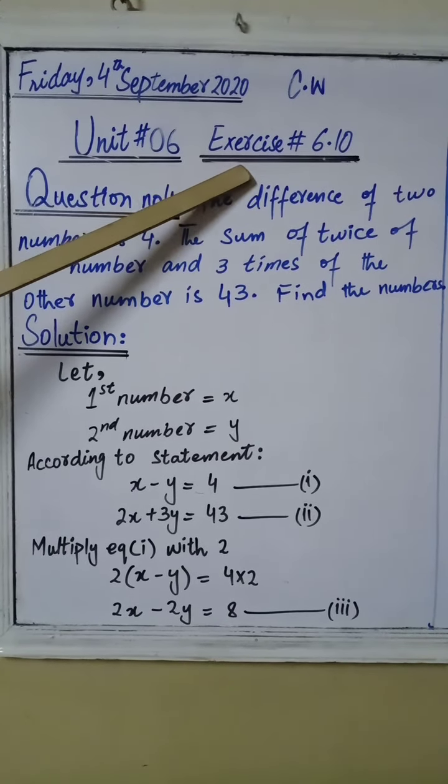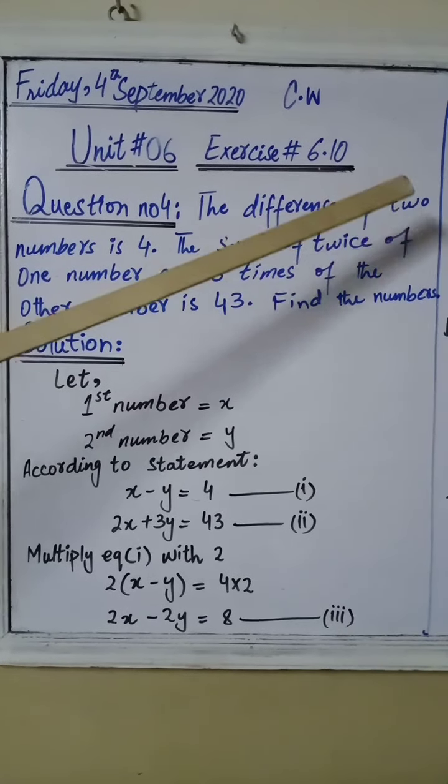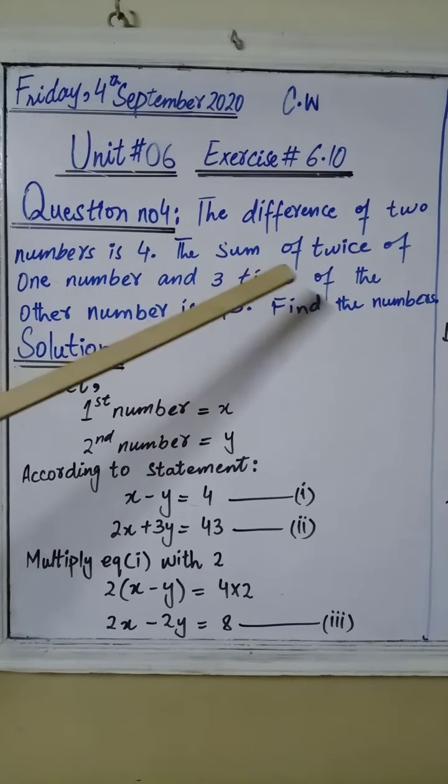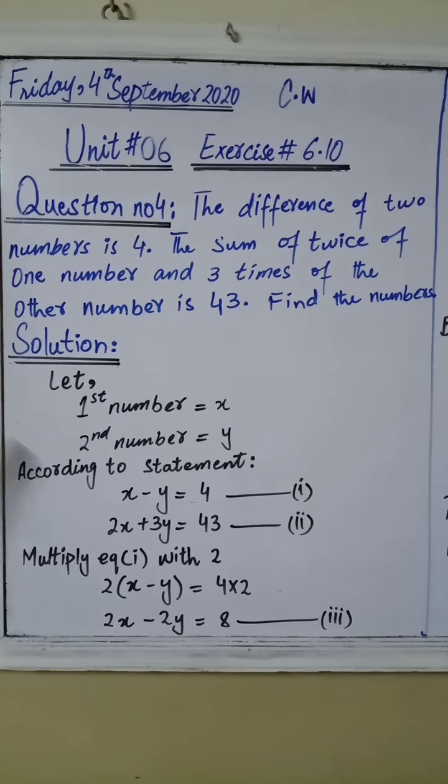Today our lecture is exercise 6.10, question number 4. The difference of two numbers is 4. The sum of twice of one number and 3 times the other number is 43. Find the numbers. Here we have to find two numbers.